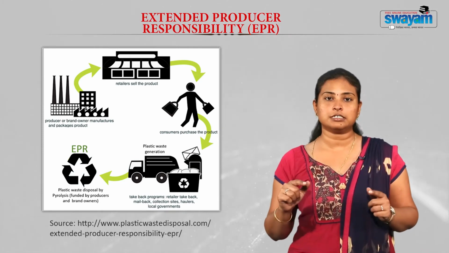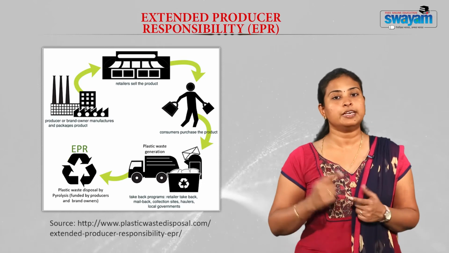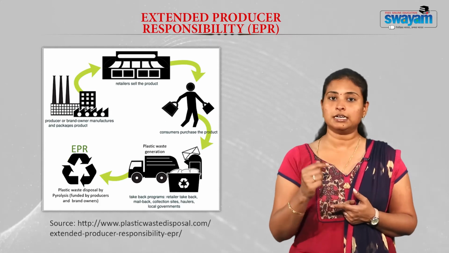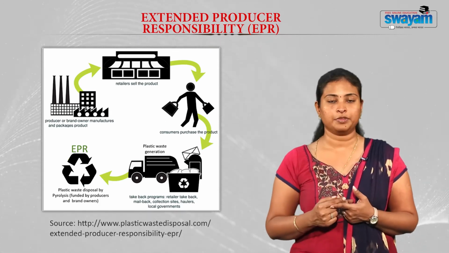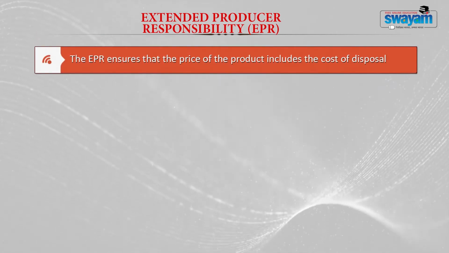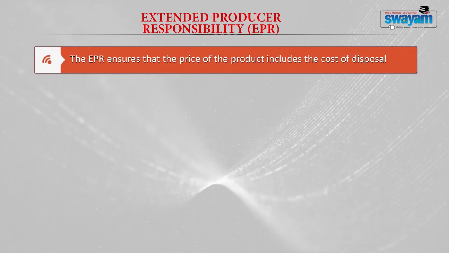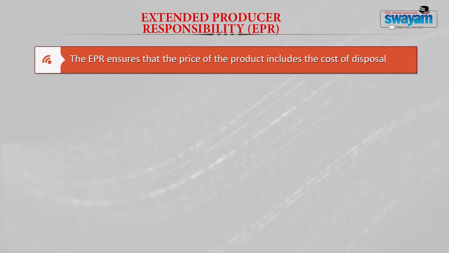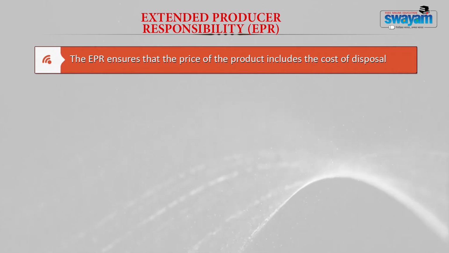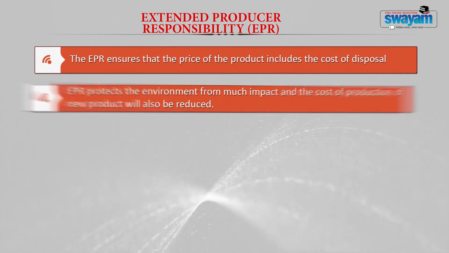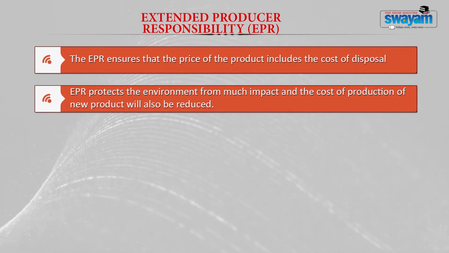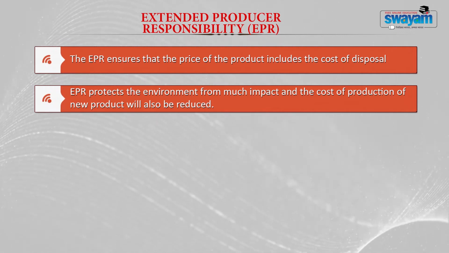Now, again it ensures a closed loop approach where the waste that is generated from the product must be used to produce another product. This is again an added advantage of EPR. Now, the extended producer responsibility also ensures that the price of the product includes the cost of disposal. I mean, whatever the cost that the company or the manufacturer would spend on the disposal of these materials will be included in the price of the product. Also, this extended producer responsibility protects the environment from much of impact, and also the cost of production of new product will also be reduced.